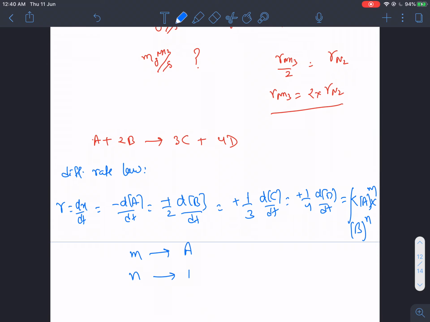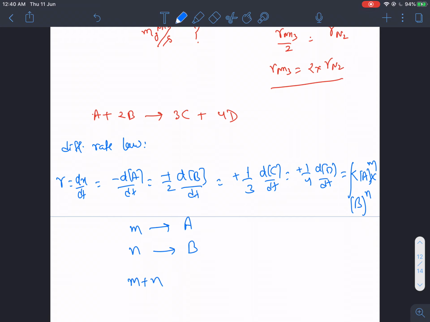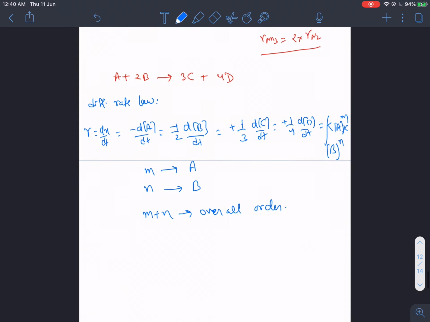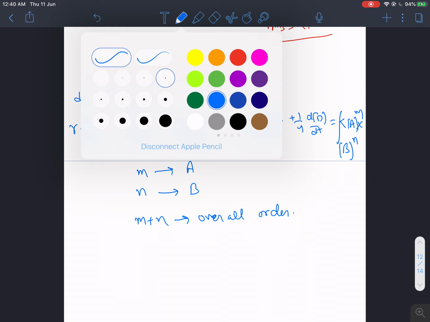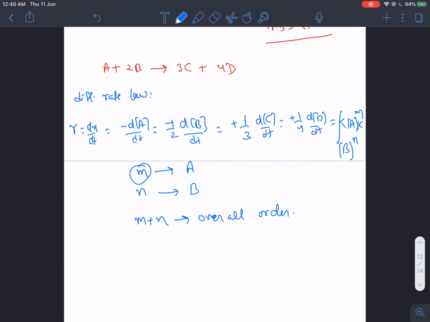What is m plus n? The overall order. What are the factors on which the rate depends? I told you all of this. What is k? The rate constant, I told you about all of this, right? And I told you the most important property associated with it, that this m and n may or may not be equal to the stoichiometric coefficients of A and B. And why is it so, that we will know in the second lecture of this series.